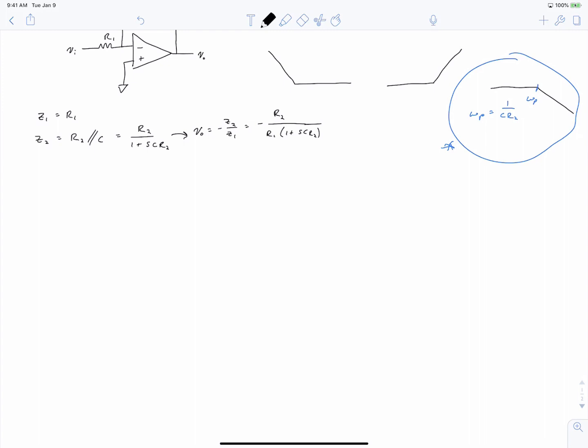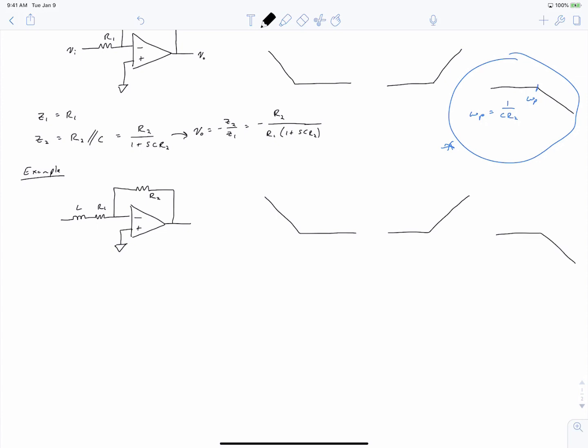So let's consider another example. And so now we've placed an inductor in series with R1, and I want to ask you the same question. What does our gain plot look like? Which of the three options that I'm drawing here does it look like? Press pause and press play when you're ready to resume.